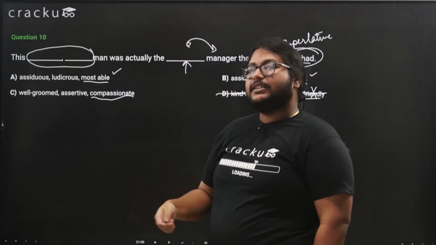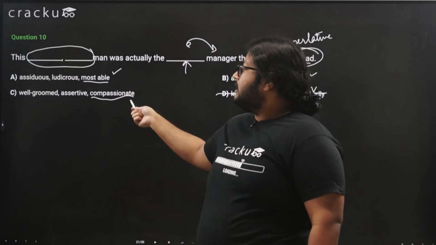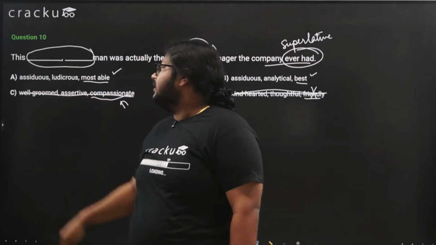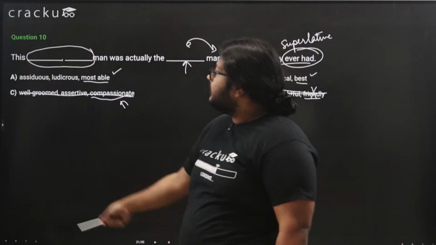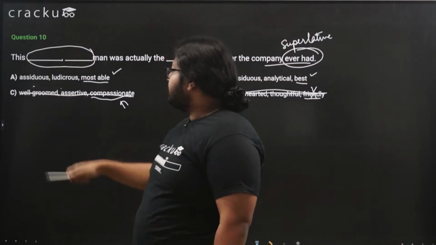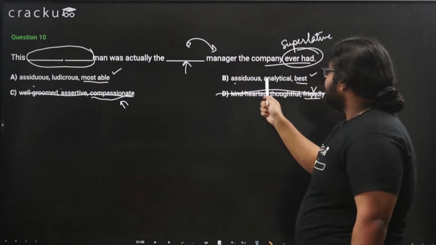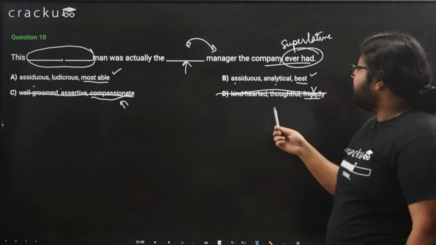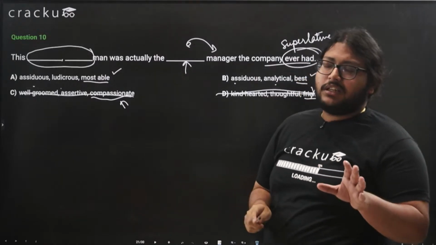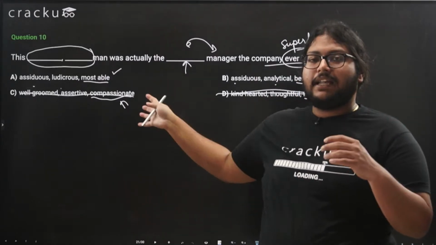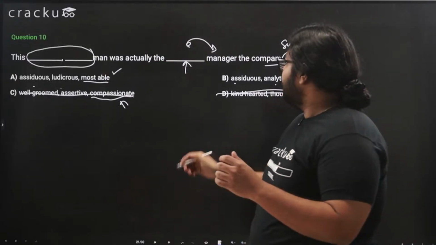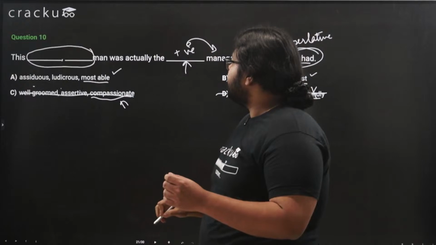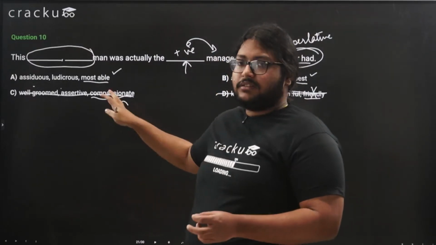Compassionate, more compassionate, most compassionate. This is degree 1, so rejected. So we are left with assiduous, ludicrous and assiduous, analytical. Best and most able, both of them essentially mean the same, like both of them are painting this manager in a positive light. So here we get it positive, like he was a good manager.